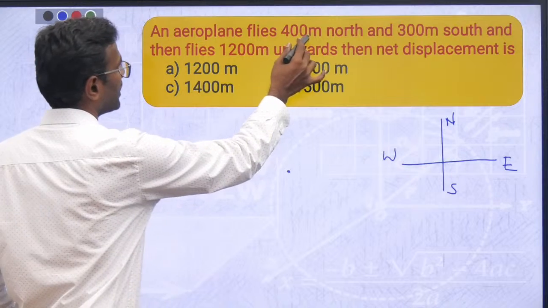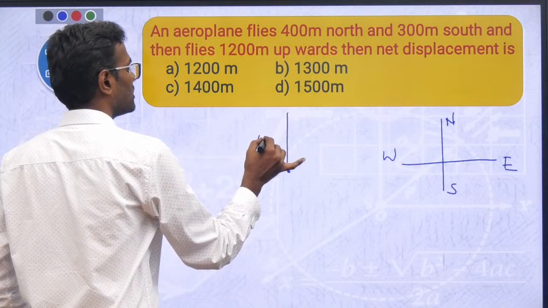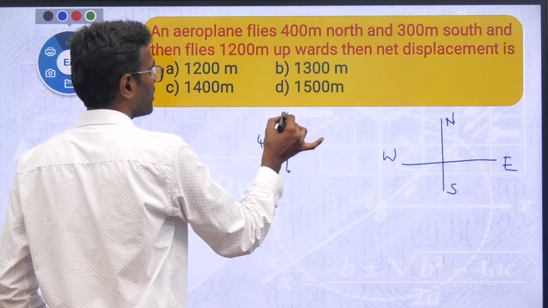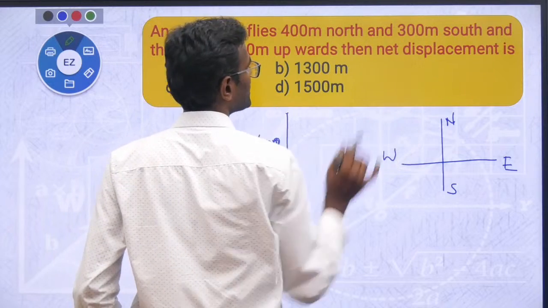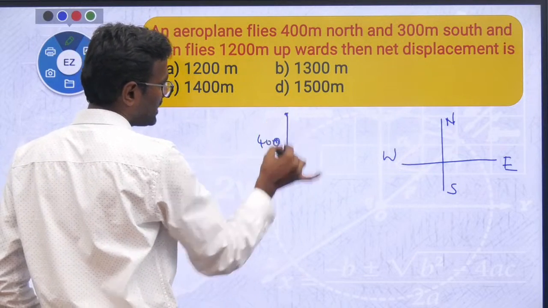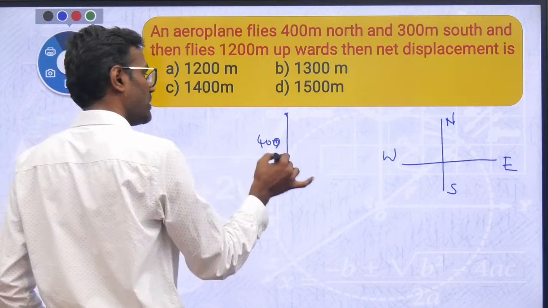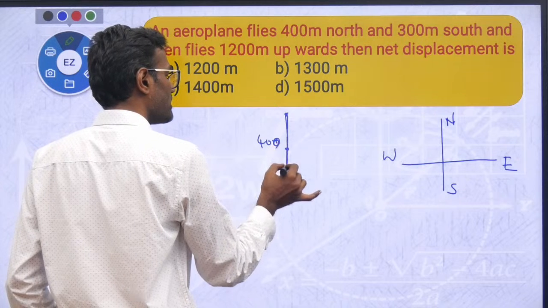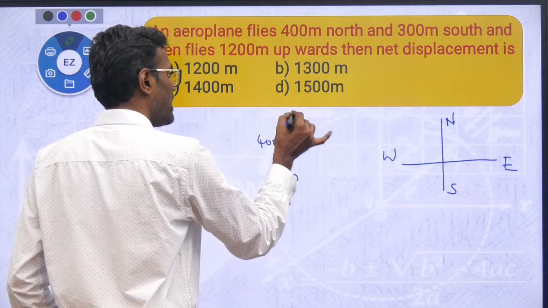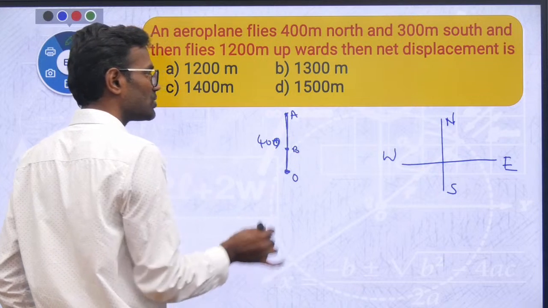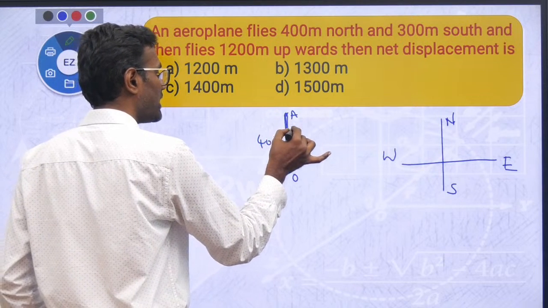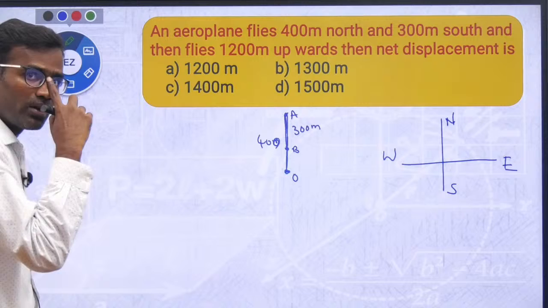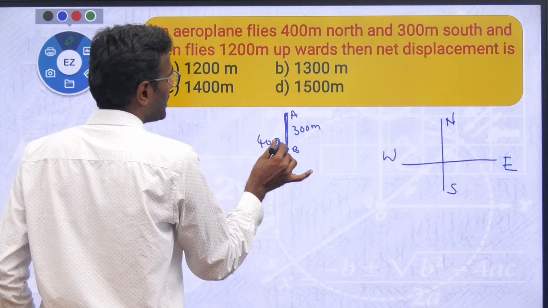So initially it moves 400 meters north, and then 300 meters south. 300 meters south means what? It returns back, coming along the same path. This is 400, so this is the starting point O, A, and again it comes back to B. This is how much? 300 meters.